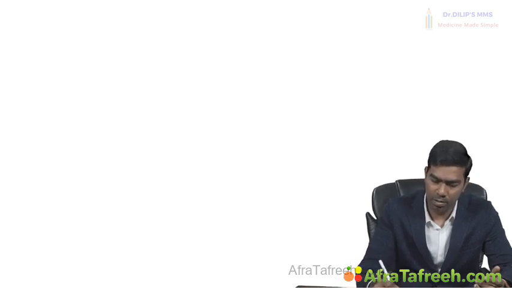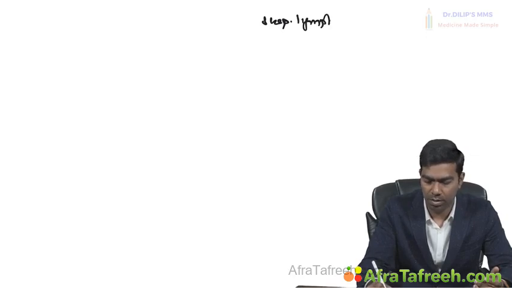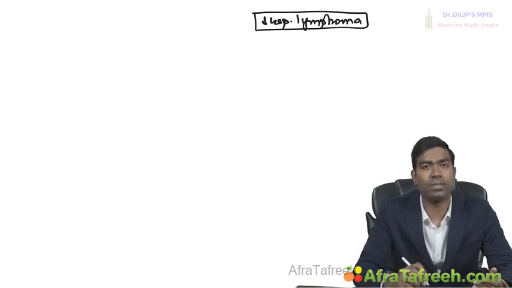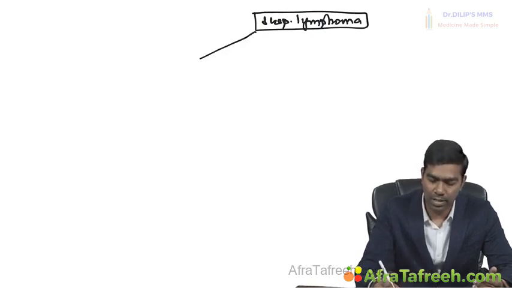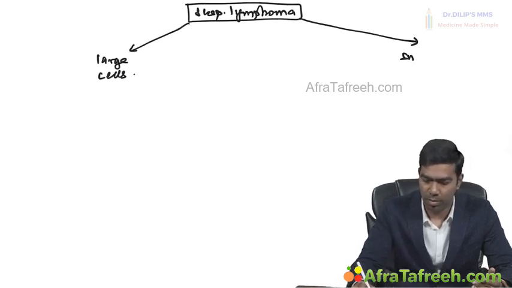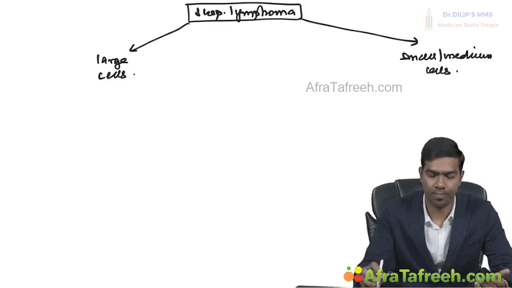Patient is having a suspected lymphoma. I can write it right here because I don't want to write there. So in this condition, see whether you are seeing predominantly large cells morphologically, or predominantly small or medium sized cells morphologically.